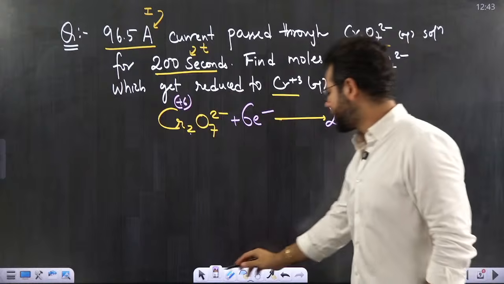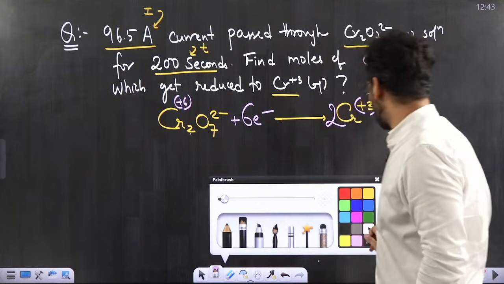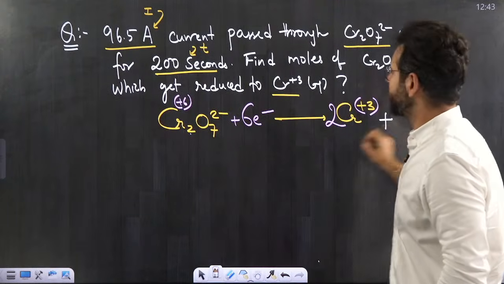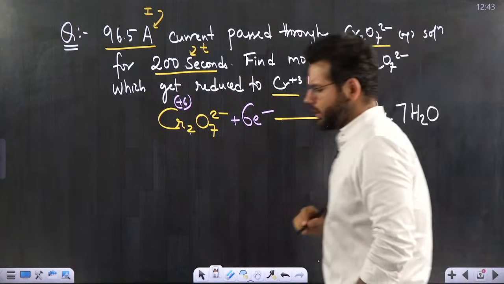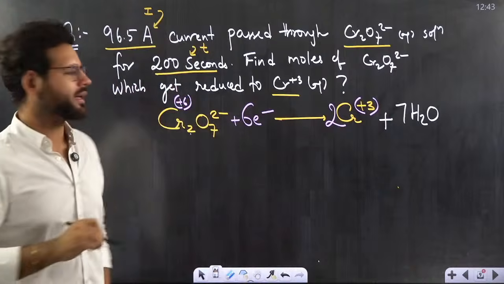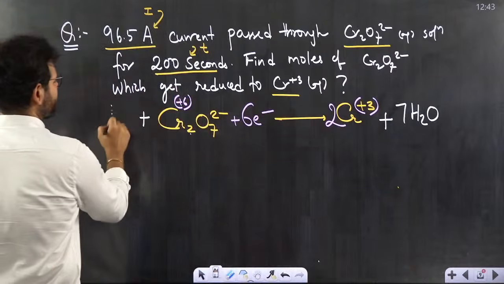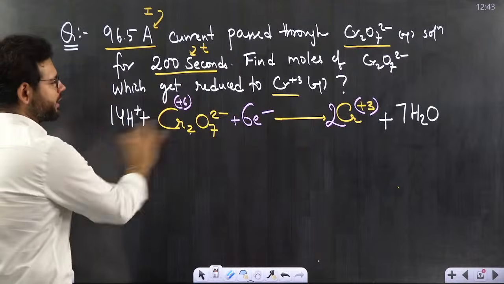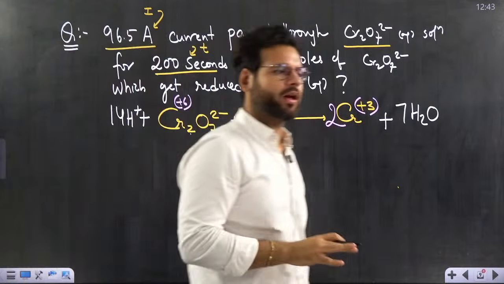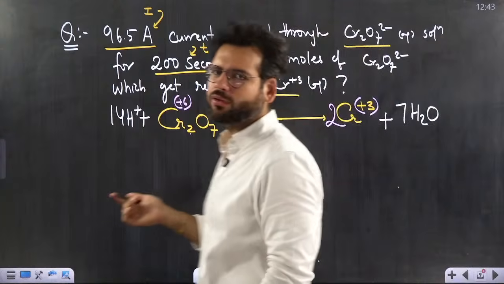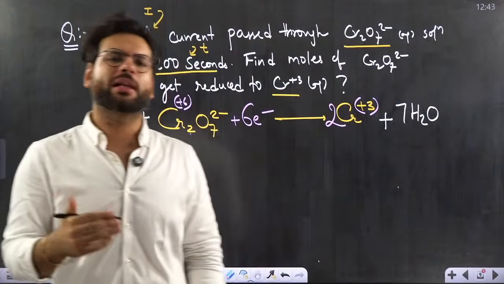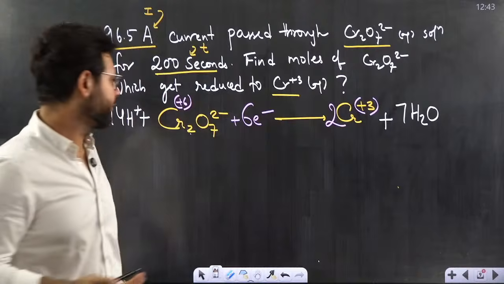Now I'll balance the oxygen. Wherever oxygens are less, that many water we add. This side has 7 oxygen, so I will add 7 water here. And wherever the hydrogens are less, that many protons we should add. So 14 protons will come here. This is how the reaction looks. Balancing of reaction must be clear before we do any unitary method question, because without balancing, unitary method cannot be applied.